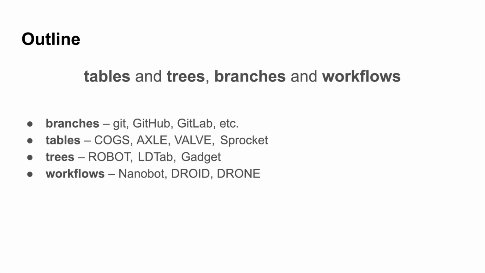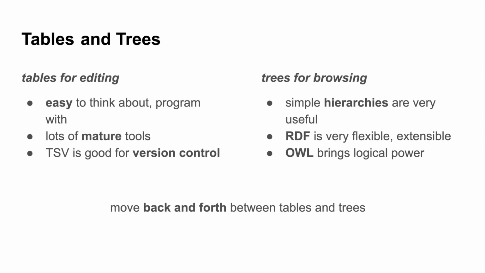So my outline involves a distinction between tables and trees, branches and workflows. I'm going to mention some of the best-in-class tools that we use, such as Git and GitHub, but also other tools that we built. I'm going to give a whirlwind overview of each of these things, but there are links to all of them, and you are welcome to learn more about them. They are all open source tools, free to use.